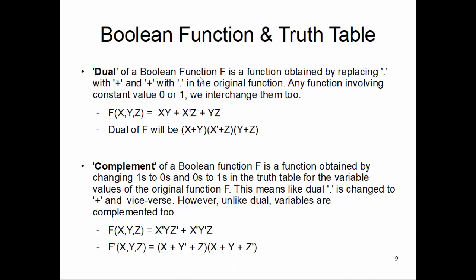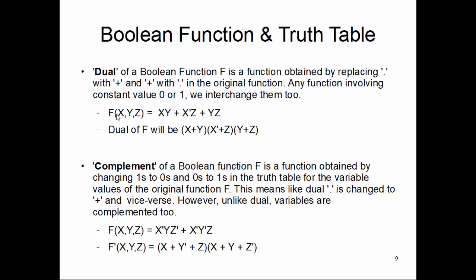A dual by definition is a Boolean function obtained by replacing AND with OR and OR with AND in the original function. So it is a transform of a function. Dual is a transform of a given function which is obtained by replacing AND with OR and OR with AND. Also, any constant value 0 or 1 in the function we interchange: if a function involves a constant 0, we change it to 1, and vice versa.